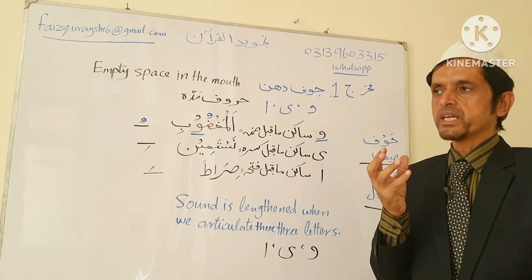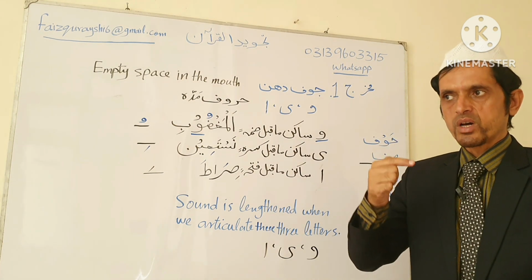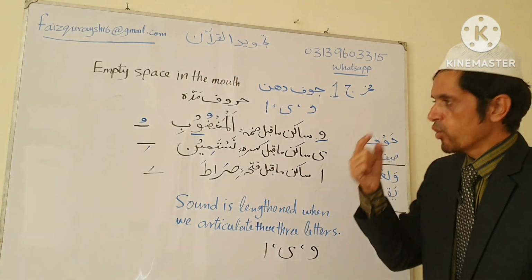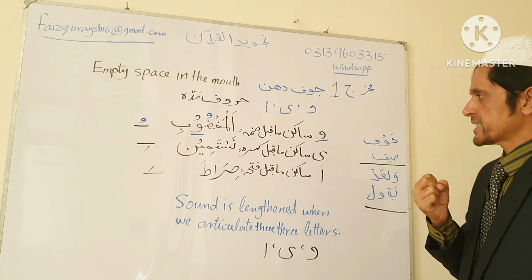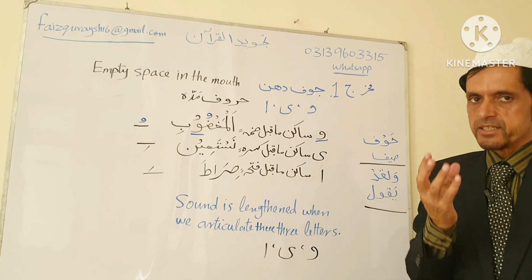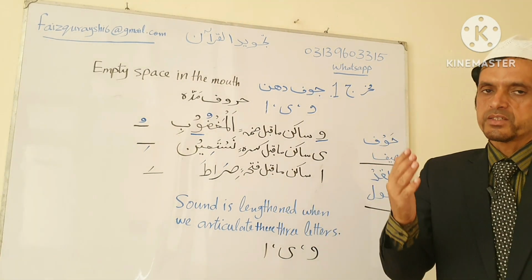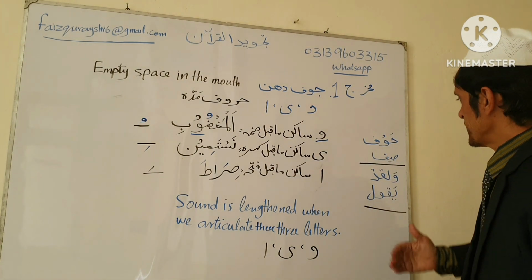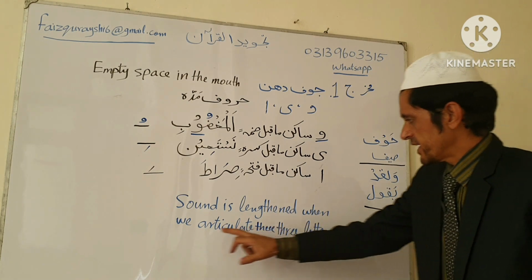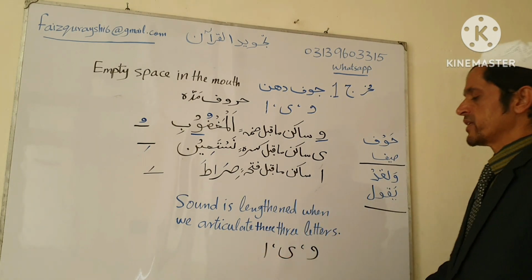For example, you see al-maghdubi, dubi. After dhat, look at the sound after dhat. Maghdubi, du, ubi. So u is basically this articulation point. Nasta'in, in. This is articulation point. Sirata, ra, this is alif madda. In this case, you will say the sound is lengthened when we articulate these three letters, waw, ya, alif.